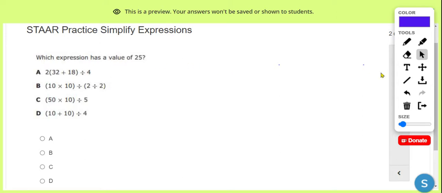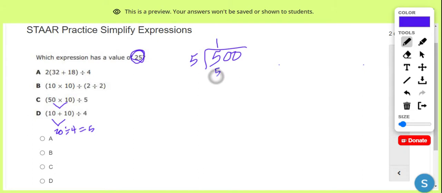So which one has a value of 25? So we're going to check each one of these to see which one is 25. So quick math, just looking at this, 10 plus 10 is 20. 20 divided by 4 is 5. We're looking for 25. So 50 times 10 is going to be 500. And then 500 divided by 5 is going to give us 100. So this one equals 100. This one equals 5. So we got to check each one of these.